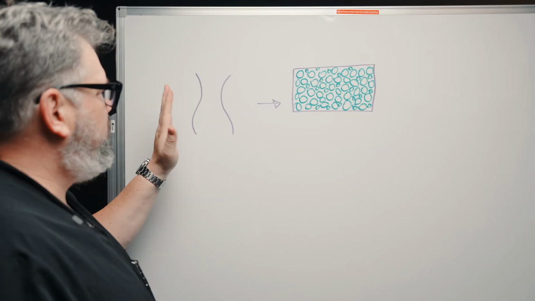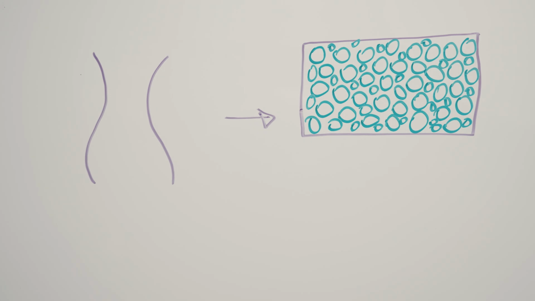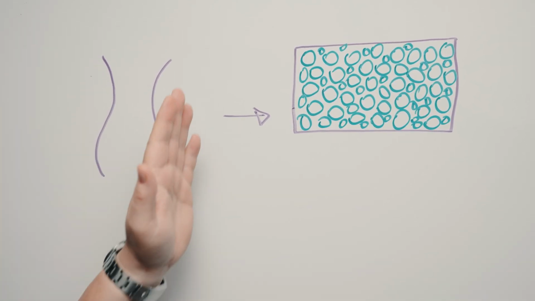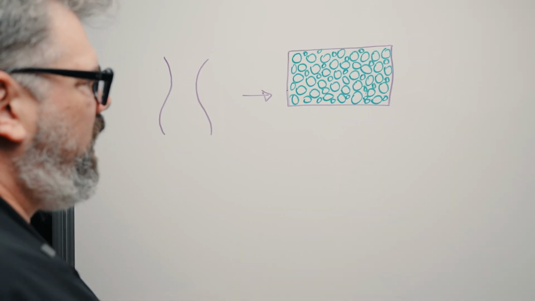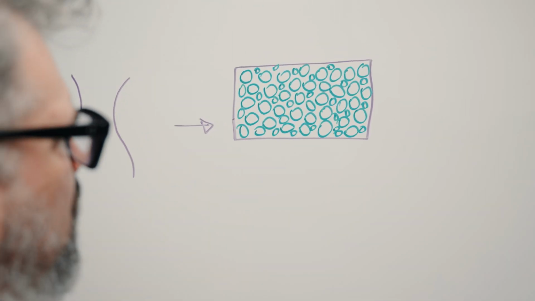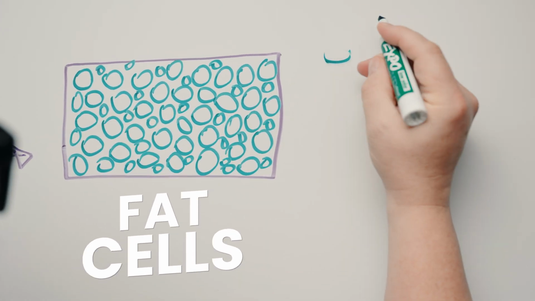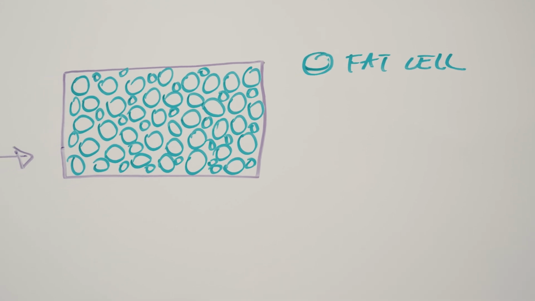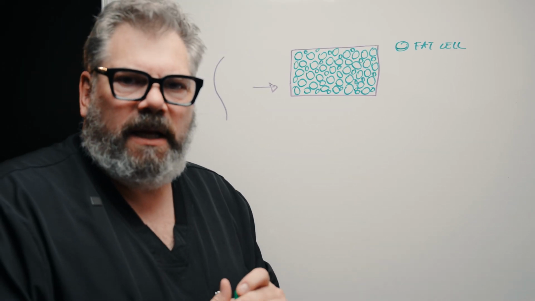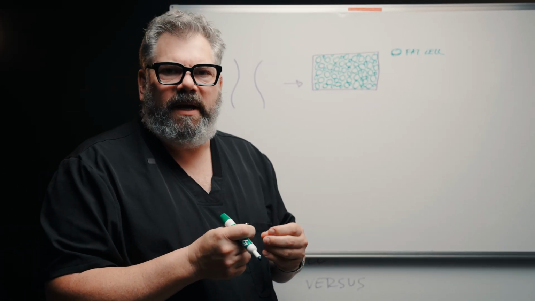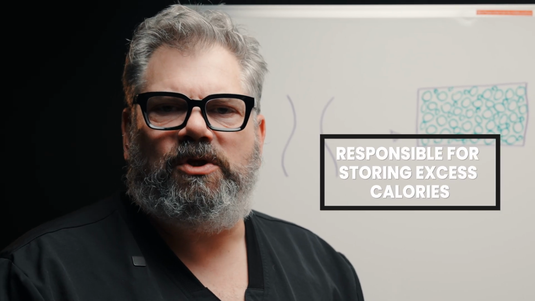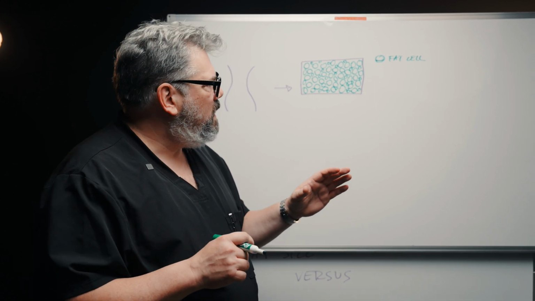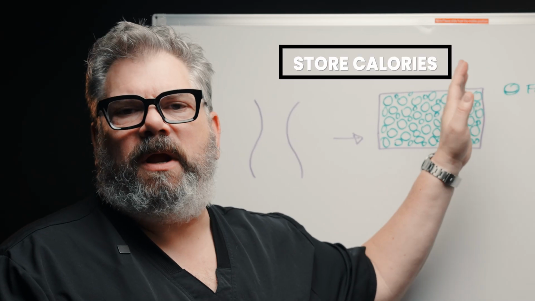Okay, if we just picture somebody and we imagine all of the fat cells that this patient has in their whole body is represented here inside this rectangle. So these little green things, these are fat cells. What exactly is a fat cell? Well, a fat cell is a structure in our body that is responsible for storing excess calories. There's other roles for fat, but I'm not going to get into those roles. But primarily, they store calories.